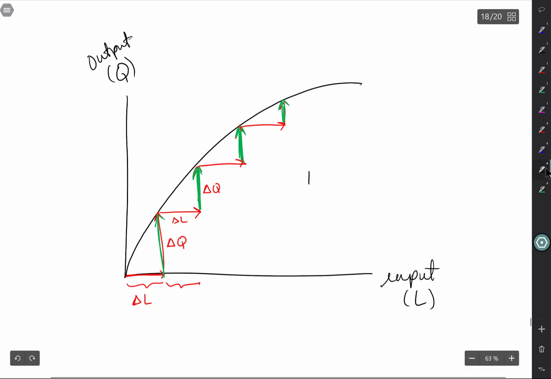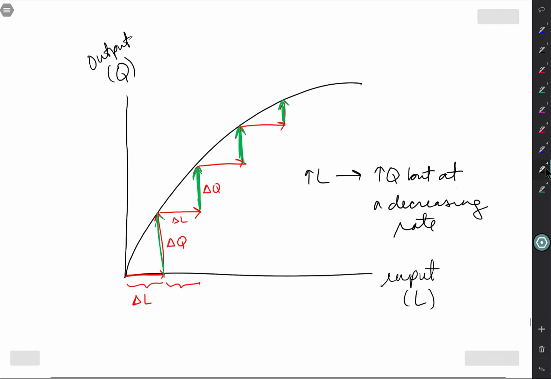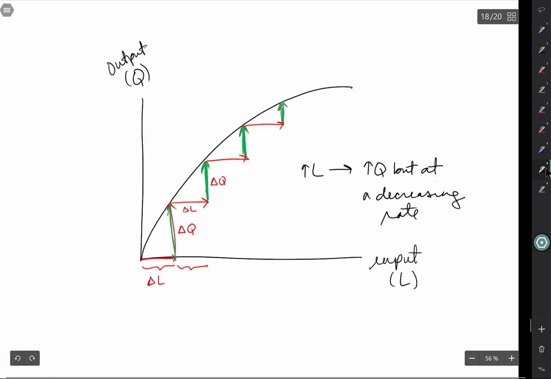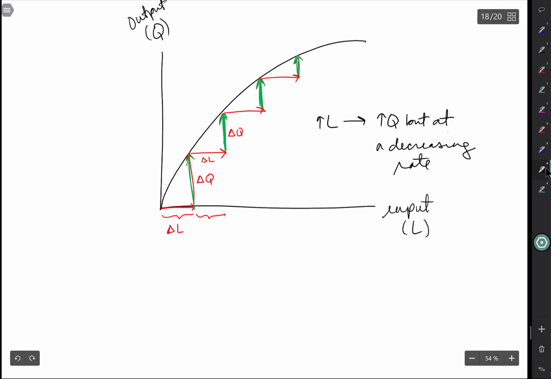So as we're increasing labor, right, output is going up, but it's going up at a decreasing rate. So it's increasing, but it's increasing by smaller and smaller amounts, right? So output is increasing, but at a decreasing rate. In other words, the slope is getting flatter, right?